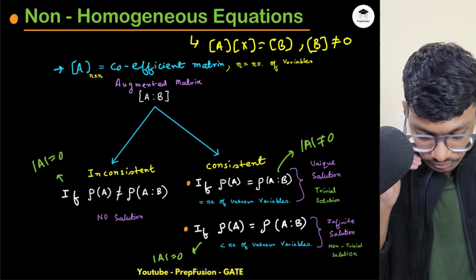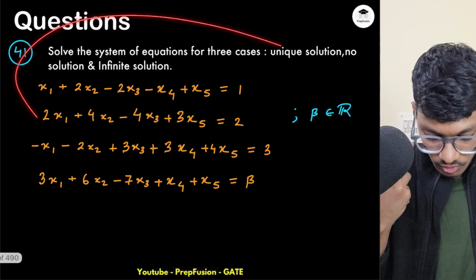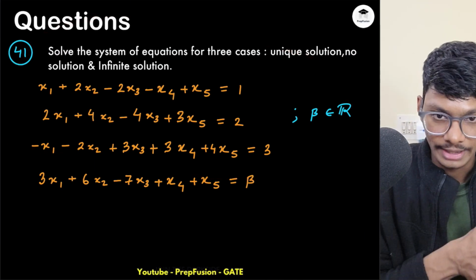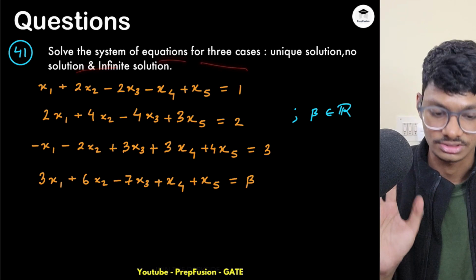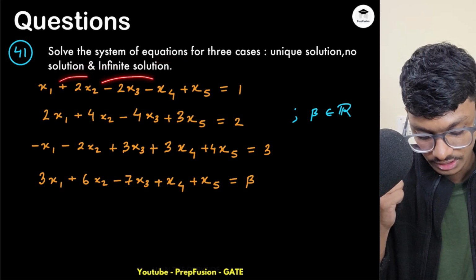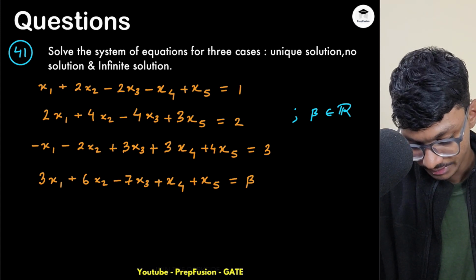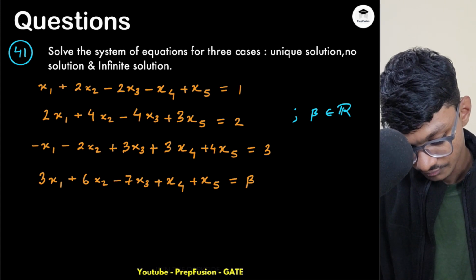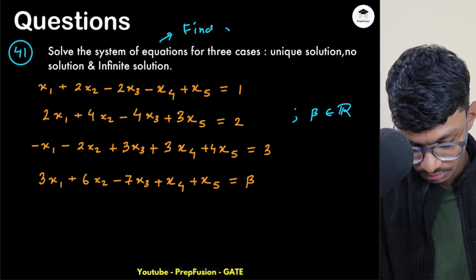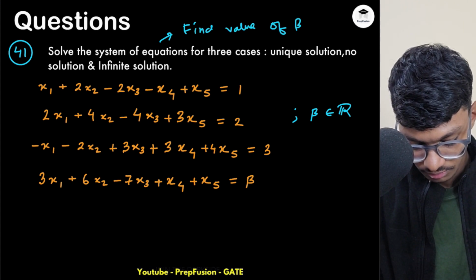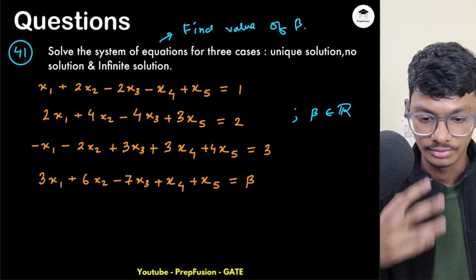So this is how you learn this. Now you can do this question. I'll just drink a bit of water, you try to solve this question. You have to solve the system of equations for the three cases: unique solution, no solution, and infinite solutions. Solve the system of equations and find the value of beta. You do this, pause the video, and I will come back after drinking a bit of water.